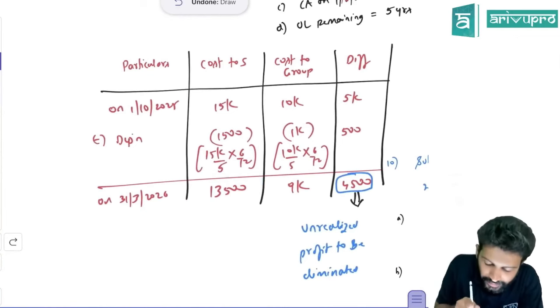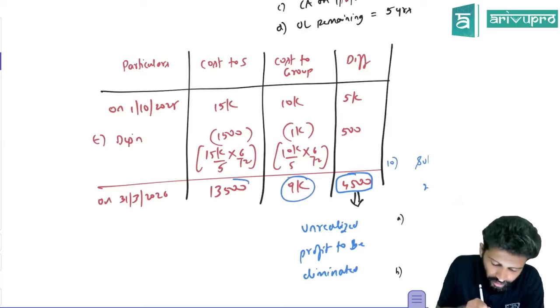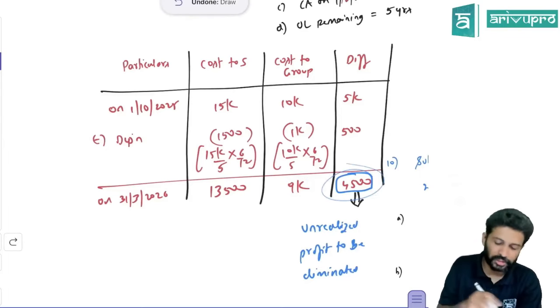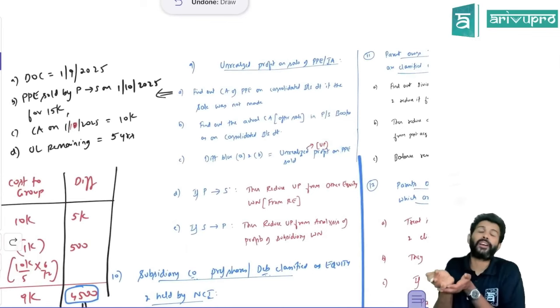If the sale was not made, the carrying amount would have been 9,000. After the sale, the carrying amount has become 13,500. So the difference between these two is the unrealized profit, which is 4,500. That's what I've called out over here. Sir, what should we do for unrealized profit here?